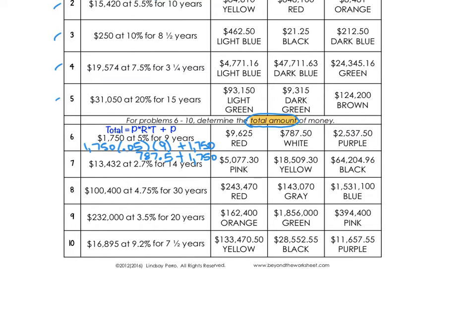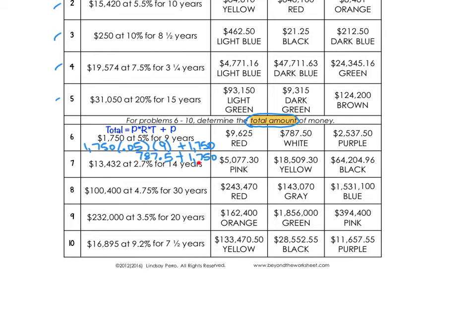Okay, so in order to find my interest, I typed into my calculator 1,750 times 0.05 times 9, and that got me my interest right here, 787.5, right? And that's money, so we would usually add that 0 at the end, but we're not done solving yet. So this is my interest, guys, $787.50. So now in order to find the total amount, I have to add it back to the principal.